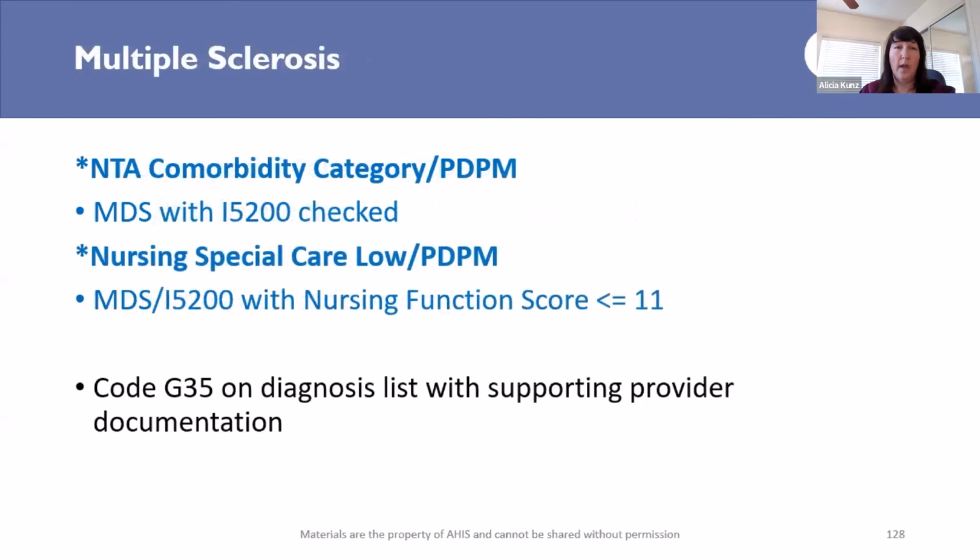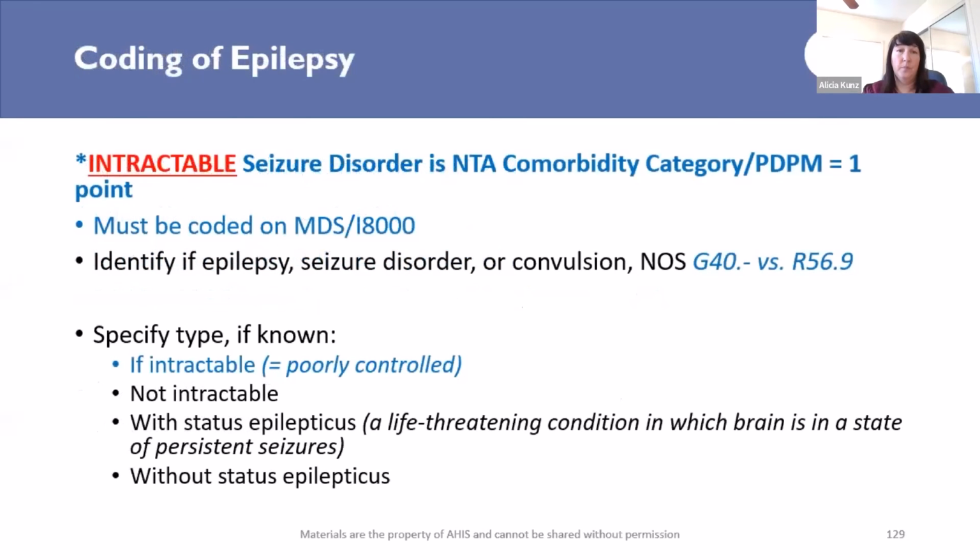Next. MS, multiple sclerosis, that impacts two areas. So your NTA comorbidity category, again, that would be checkbox I5200, and it also impacts your nursing special care low. So that impacts two case mixes. So you want to be careful when you're coding that, make sure it's accurate. And it's a G35 code that would have to be on your diagnoses list, as well as your MDS.